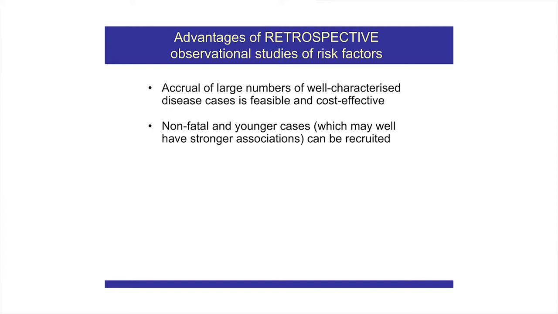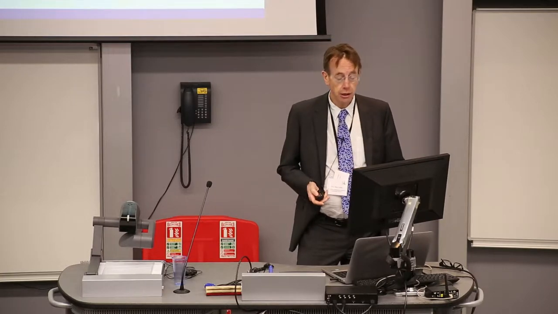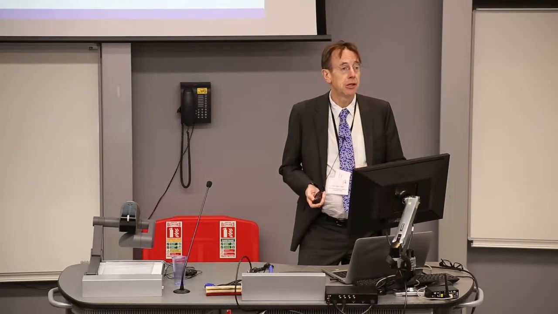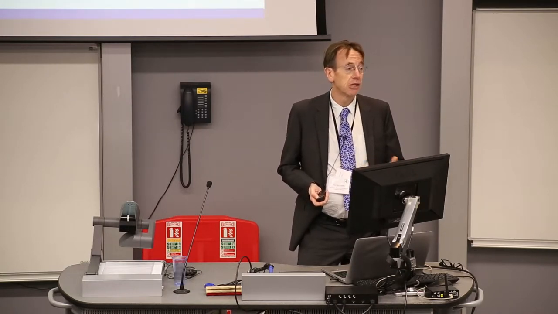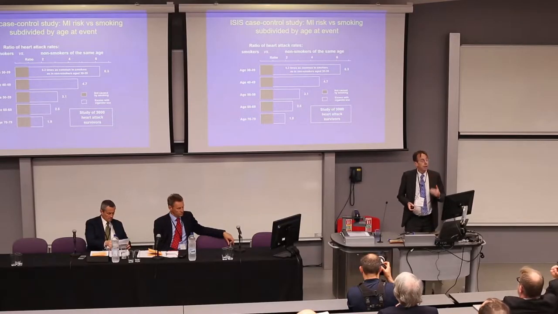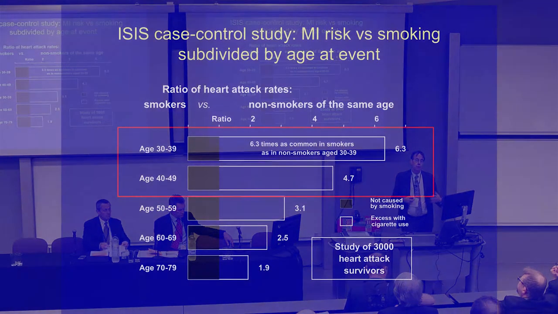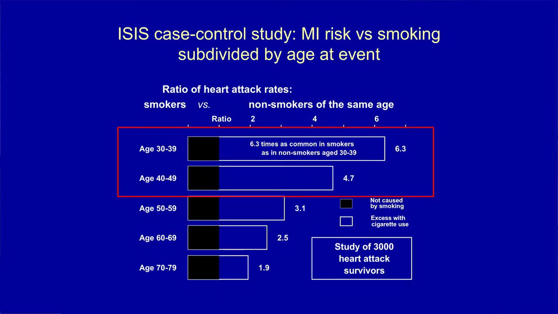Obviously, one of the big advantages of that is that for people who've got disease, you can accrue large numbers, and you can accrue large numbers with particular characteristics, those who are much younger, for example. And that can be quite important in understanding how strong the associations of a risk factor are with disease and what the impact is at a population level. So when one goes back to Richard Doll's work or other prospective cohorts that had looked at smoking, it was generally believed that the effect of smoking on coronary heart disease was to increase the risk by about two and a half fold.